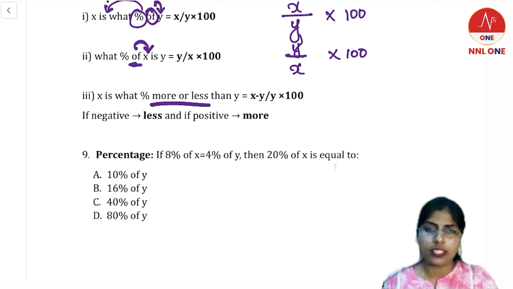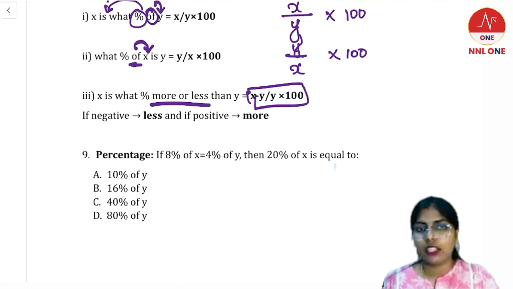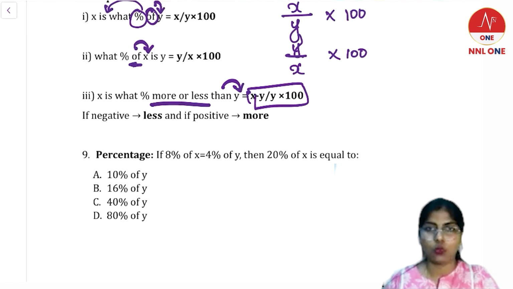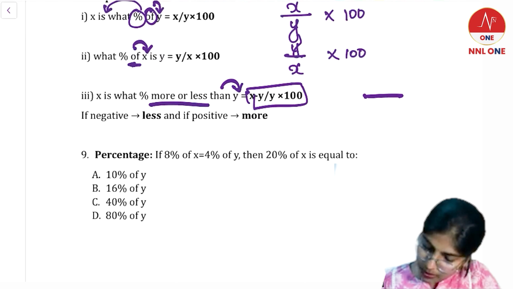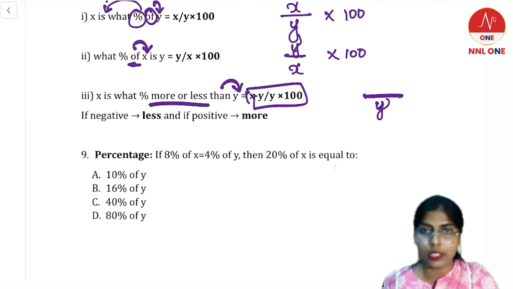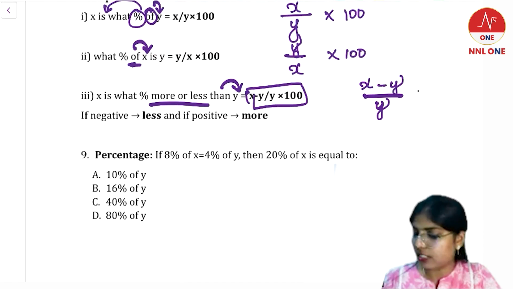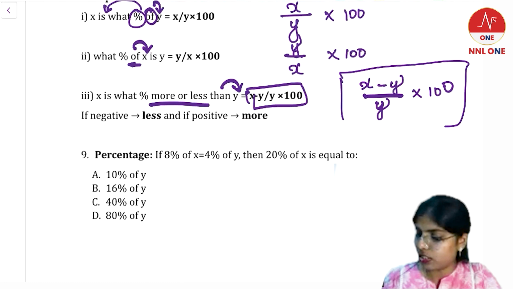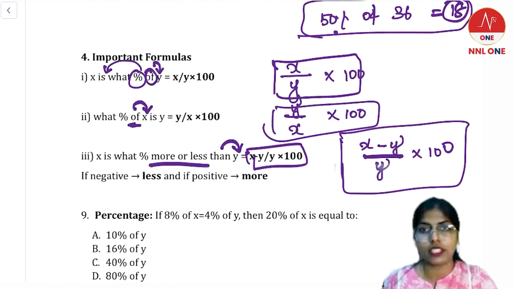is if a question is asked with the words more or less, then the formula should be this. If the question is asked, X is what percentage more or less than Y, you have to take the term which is next to "than" and keep that term in your denominator. So here, next to "than", the variable is Y. It should be in the denominator, and the difference of the first term and the second term into 100. So these are the three important formulas you have to keep in mind while solving percentage problems.